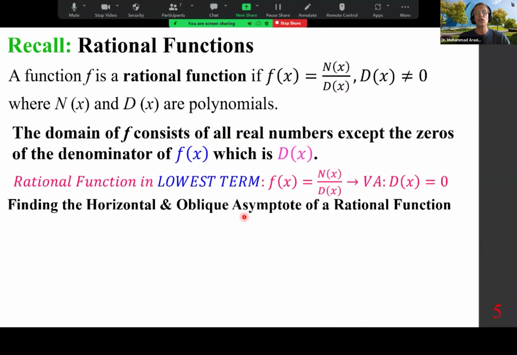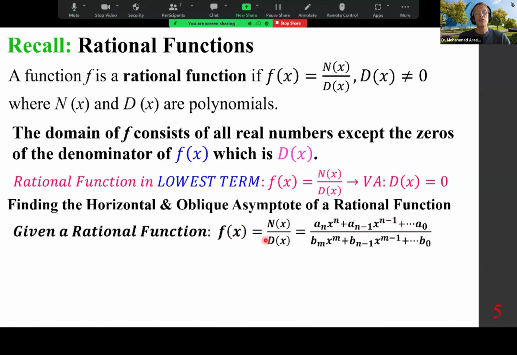Finding horizontal and oblique asymptotes of a rational function. If the numerator, which we call n of x, has degree n, so a sub n x to the power of n all the way to a sub 0, and the denominator d of x is b sub m x to the power of m all the way to b sub 0, so it has degree m. If n is less than m, the horizontal asymptote, HA, is y equals 0. If n is equal to m, then the leading coefficients take over: y equals a sub n over b sub n.